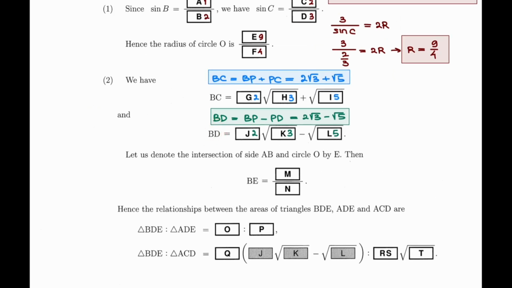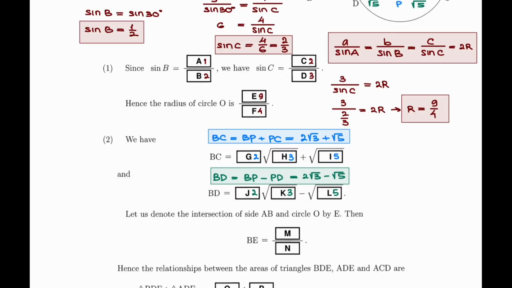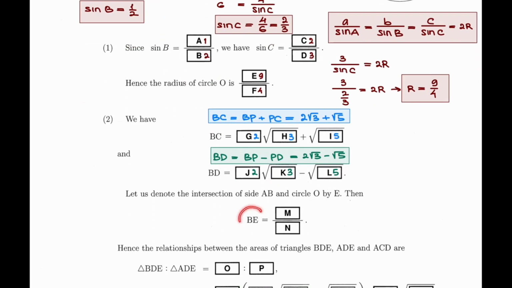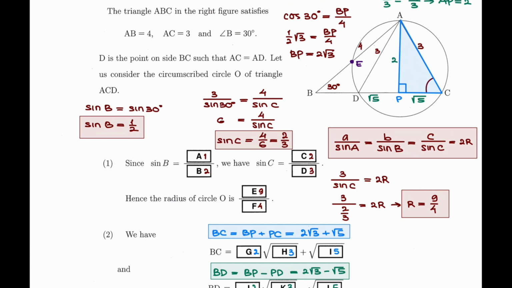And then let us denote the intersection of side AB and the circle O by E. So the intersection here is E. I will denote it as E. I think I need to erase the triangle first. Oh, wait a minute, something like this. This point is E. They want us to find BE. We need to know BE.